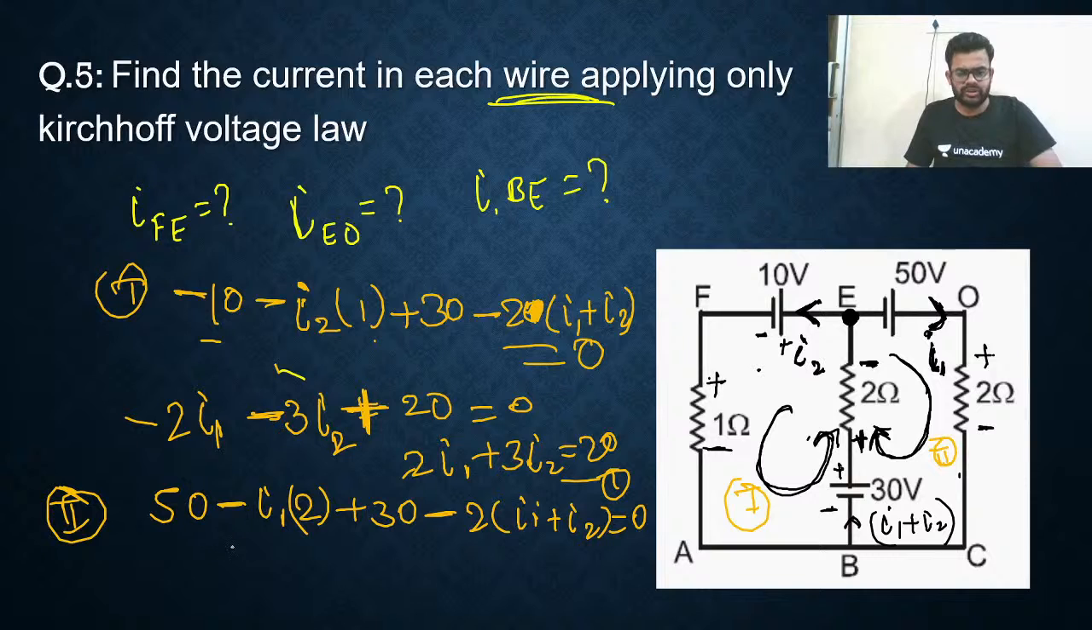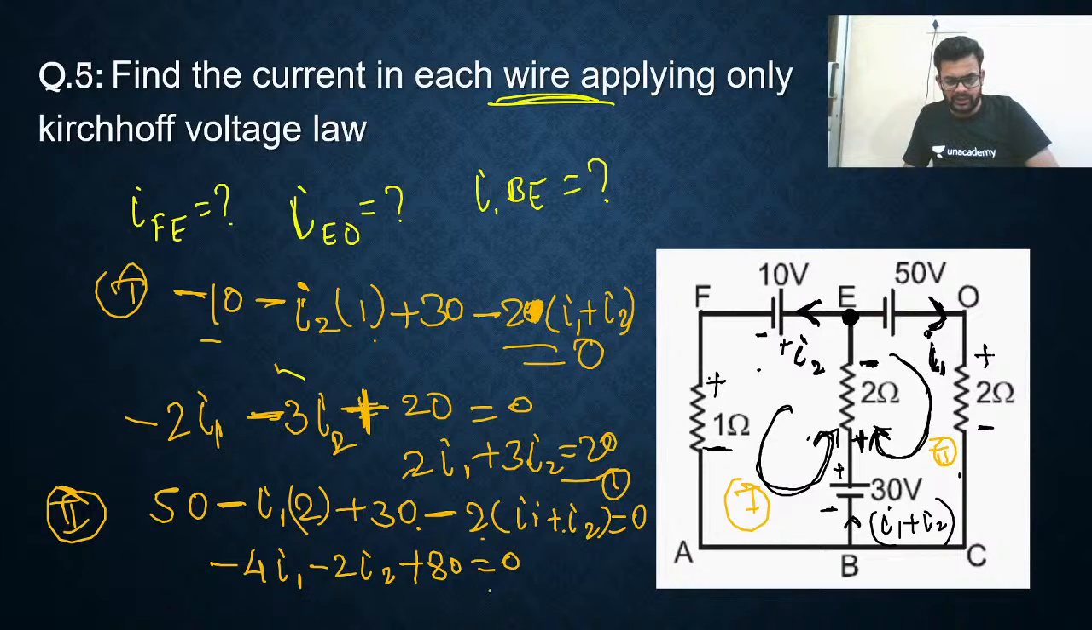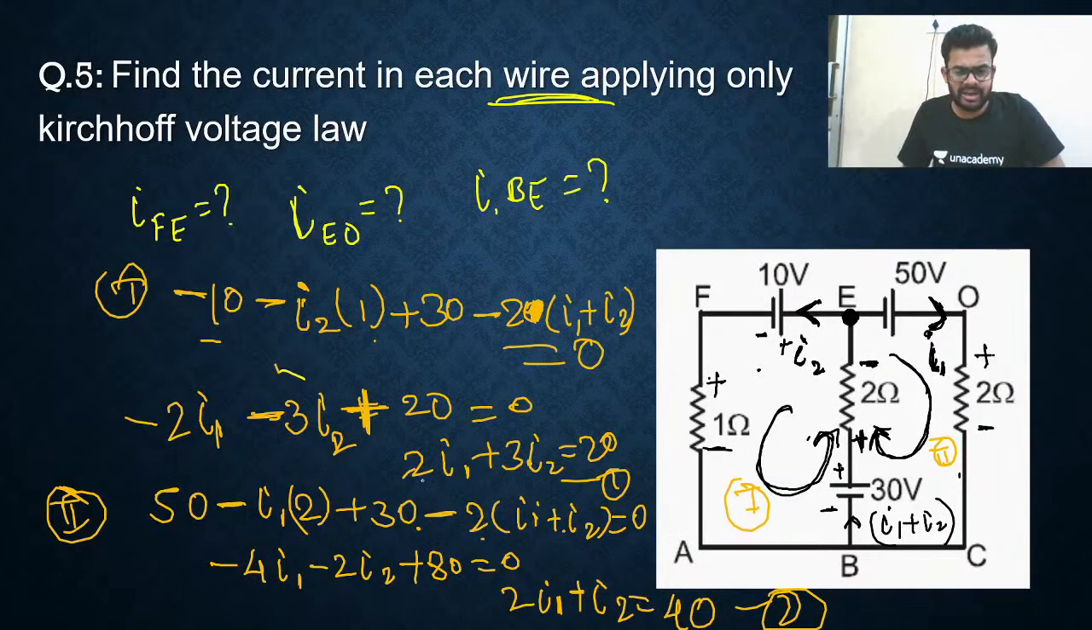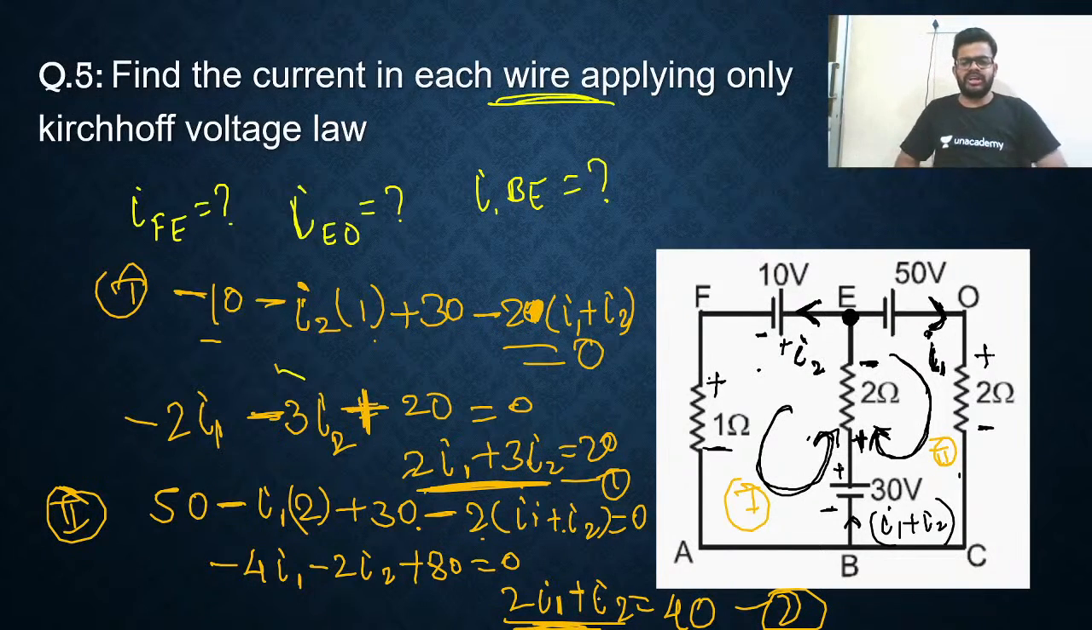If you solve this, what are you going to get? Minus 2 I1, so you are getting minus 4 I1. Then minus 2 I2. And 50 and 30, so you are getting plus 80 is equal to 0. If you solve this, you are getting 2 I1 plus I2 is equal to 40. Equation number 2. Two variables, two equations. Solve both equations and just subtract 2 minus 1. You will get the value of I2, then you will get the value of I1 also. So you'll get the answer, right?